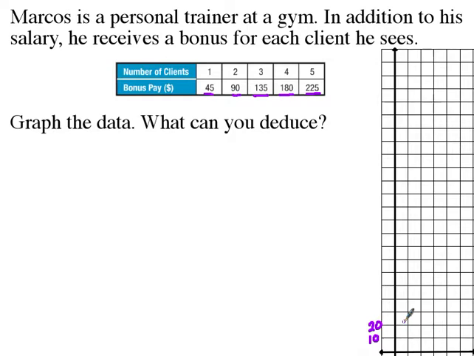Now the first one, I'm going to plot the point 1 and then 45. So here's 1, 10, 20, 30, 40, 5. And that's the nice thing about the 5, it's halfway in between. The next one, 2 and then 90: 10, 20, 30, 40, 50, 60, 70, 80, 90. Okay? 3, 135. 100, 10, 20, 30, 35. Okay? 4, 180. And then 5, 225.